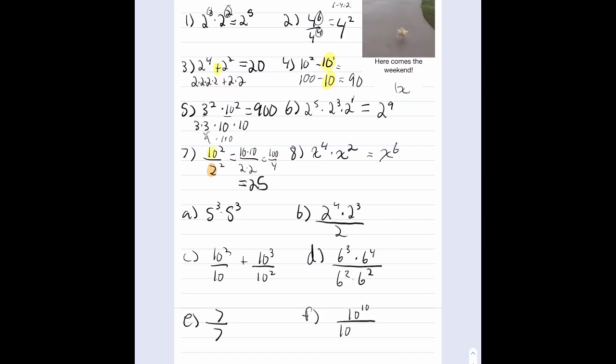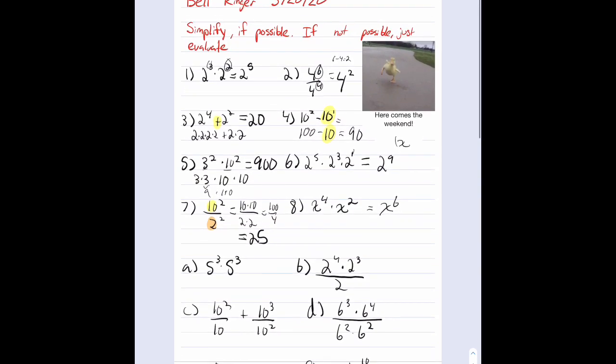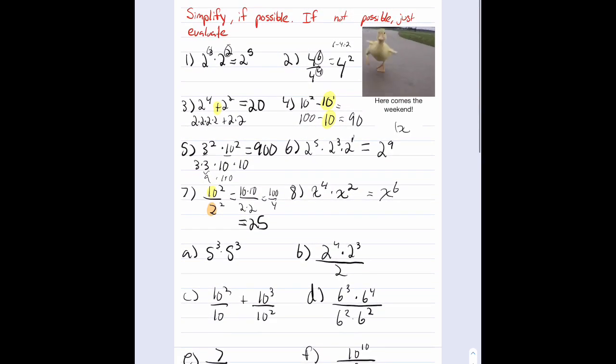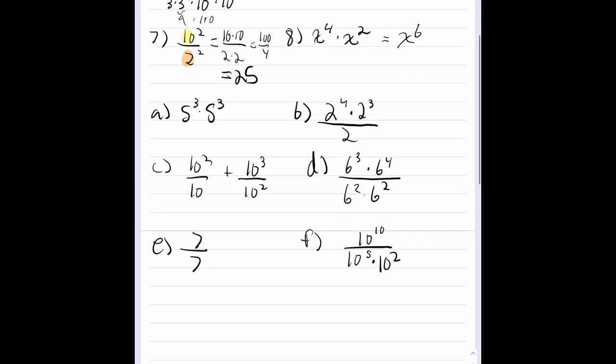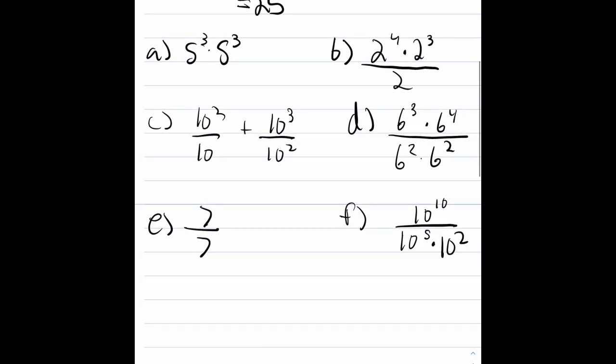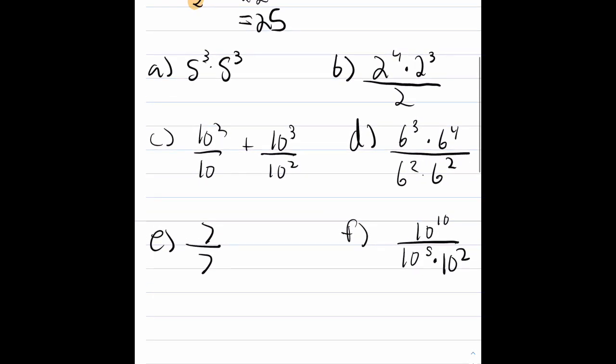Alright, so you're copying these down. Go ahead and give those a try. Your directions are the same. Simplify if possible. If not possible, just evaluate. So go ahead and try A, B, C, D, E, and F right there. Pause the video.